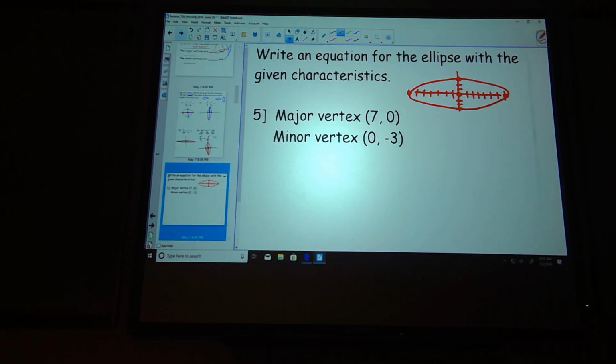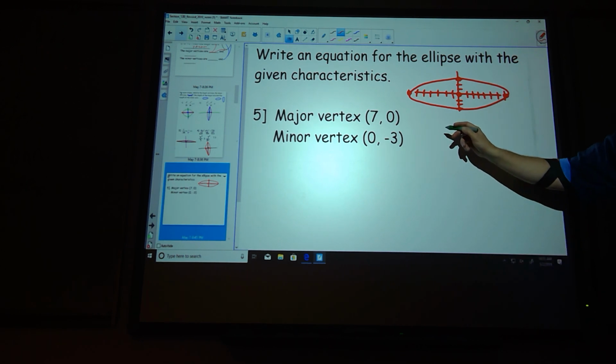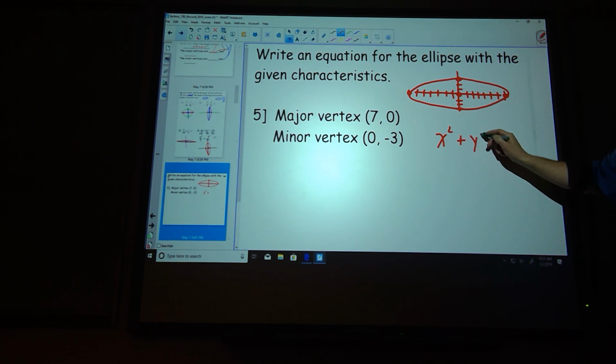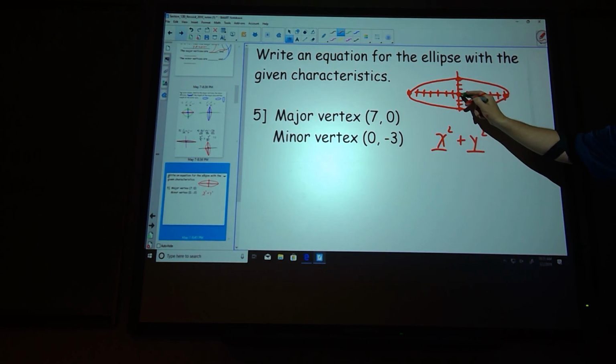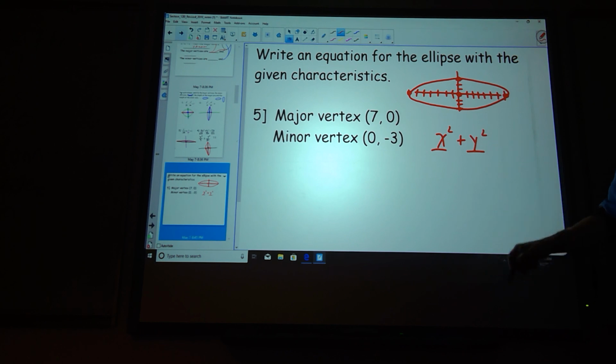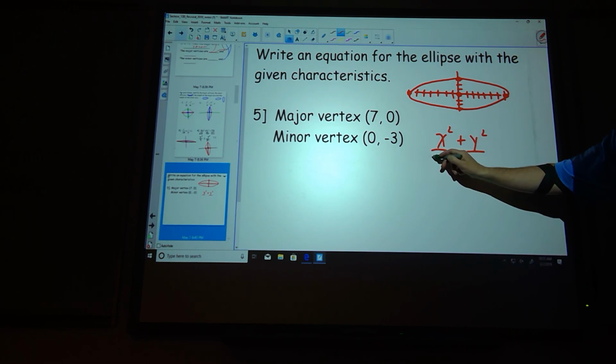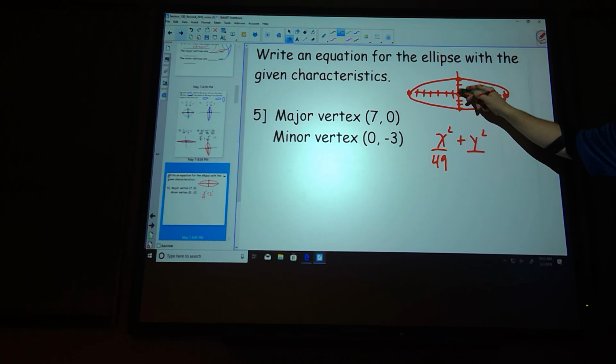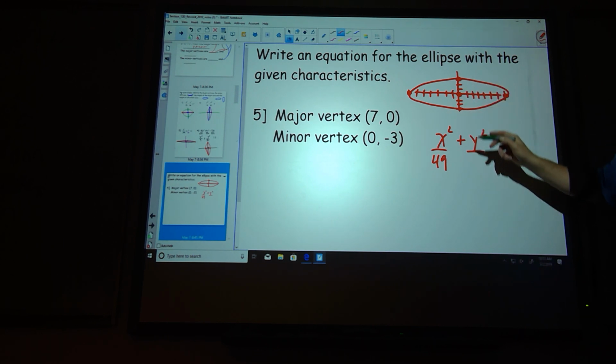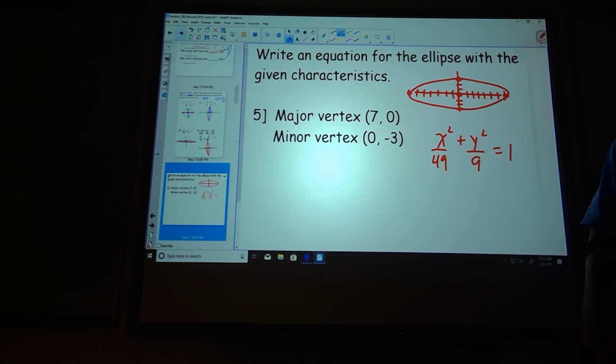Let's see if we can work backwards on this. Which way is it getting bigger, on the x or the y? X. Everyone feel comfortable with that? How far is this distance from here to here? 7. So 7 squared is? 49. How far is this distance? 3. 3 squared is? 9. Done.